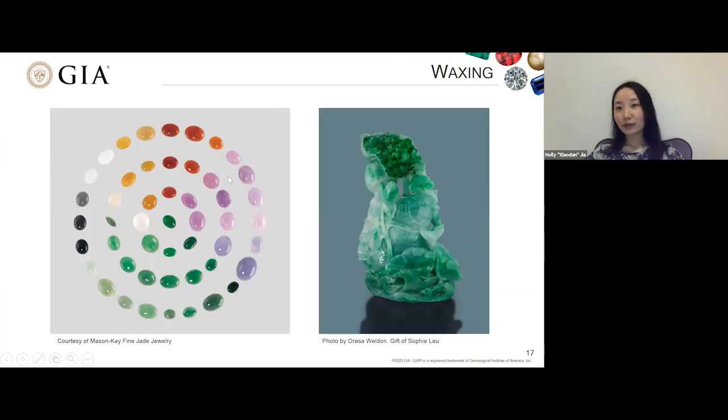Well, first, let's look at waxing. Waxing is not really a treatment. It is more like a finishing process for jadeite as well as many other types of translucent gemstones. A lot of jadeite will go through this waxing process after it's been polished or carved. The wax can cover the surface pits and fractures and give the stone a brighter look. Usually, the presence of minor wax on the surface won't really affect the value of the stone, and that stone will still be considered an A jade.